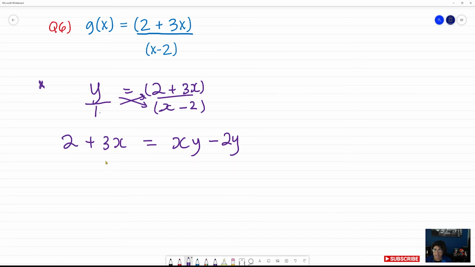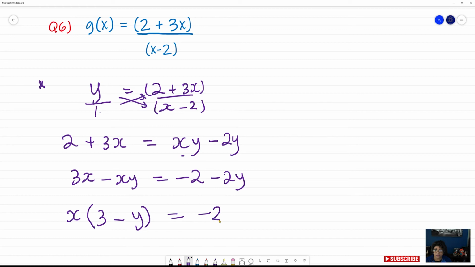So the way to do this is to make sure everything that has x is on one side and everything else is on the other side. So I'm just going to remove this and write 3x. I'm going to bring this to the other side, so minus xy. That's going to be equal to minus 2 minus 2y. So we can factorize now and have the x outside. So we have x times (3 minus y) equals minus 2 minus 2y.